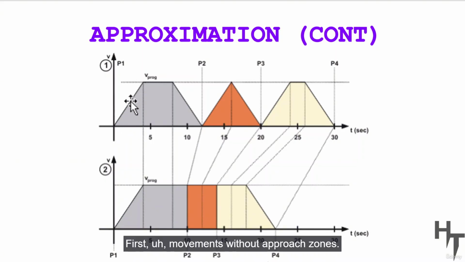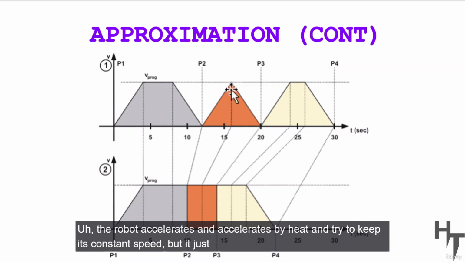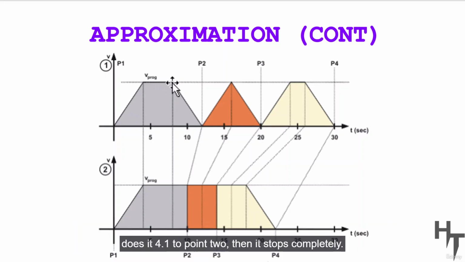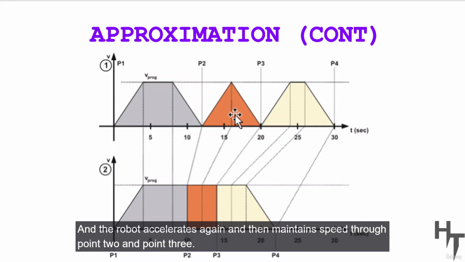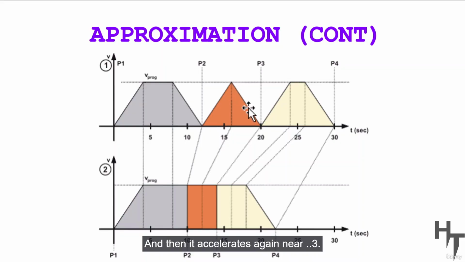movements without approach zones. The robot accelerates and decelerates, trying to keep constant speed, but it only does it from point 1 to point 2, then it stops completely, so it takes about 11 seconds here. The robot accelerates again and then maintains speed through point 2 and point 3, and then it decelerates again near point 3. The total path was completed in 30 seconds here, stopping at every point until point 4.